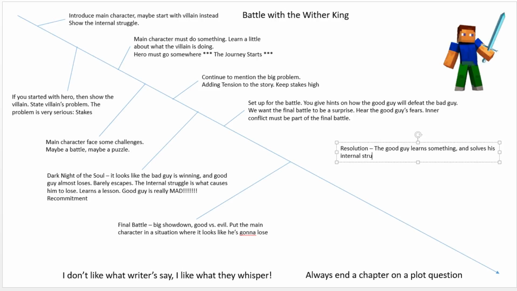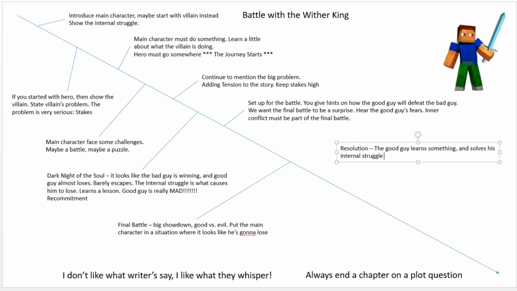So, in my case, with Watcher, I'm not going to tell you what happens, but Watcher sees one of the warriors, and he sees that they're wounded, and he sees that they're scared, and it looks like they're going to be destroyed by the Wither King. And it looks really, really bad, but Watcher looks up to that guy, and he thinks, well, look, that guy's scared just like me. Maybe that brave warrior and me, we aren't so different after all. Maybe we're really the same. And if he can be brave, then I can be brave.